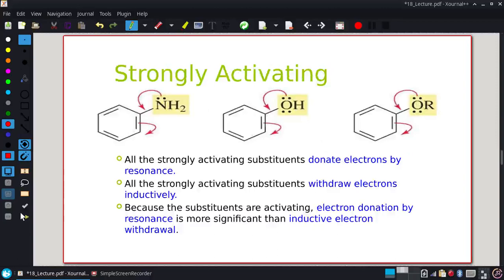All right, so what does that do? There's a few things that our strong activators do. The lone pair in there will actually donate electrons just by resonance. That's what we were seeing before. That's where the electrons drop in there and force that negative to move around in the ring. Now, all of these do slightly withdraw electrons because the nitrogen or the oxygen is more electronegative, but that's actually not very significant compared to the resonance. The resonance is actually what's going to create more electron density in the ring.